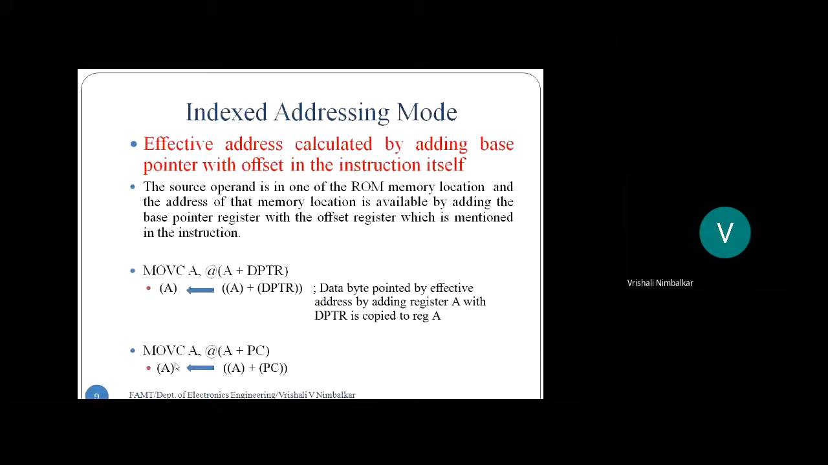See the next example, MOVC A comma @A plus PC. It means the effective address is calculated with the base pointer being the program counter. So the address in the program counter gets added with the data in accumulator, the offset in accumulator, and thus a new effective address is calculated. And from this address, the data is transferred into accumulator. So that is called index addressing. Something is getting added to the base address and a new effective address is generated.